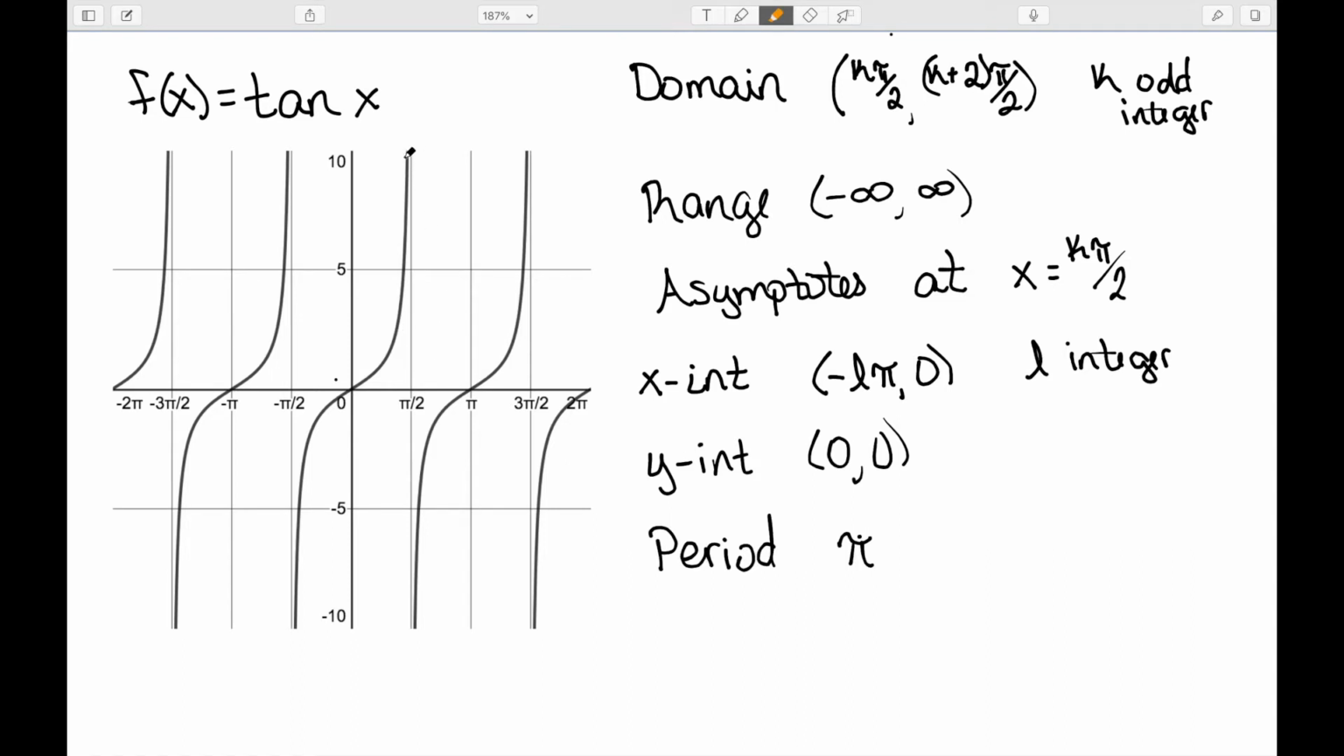And the period here is π. It repeats every interval of length π. So for instance, negative π/2 to π/2 is the same thing as π/2 to 3π/2, etc.